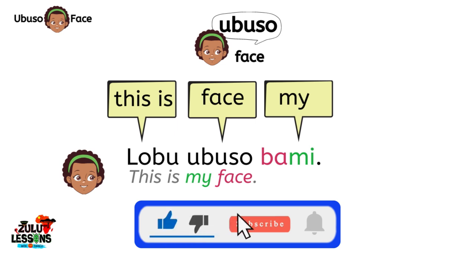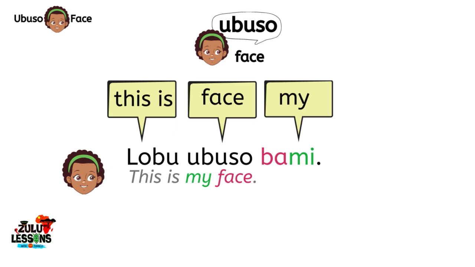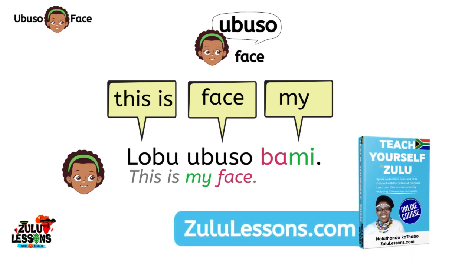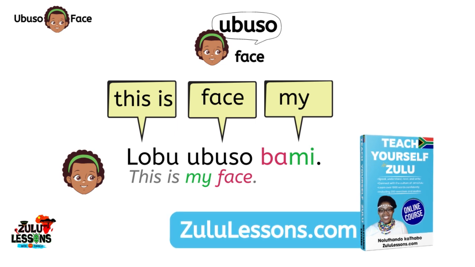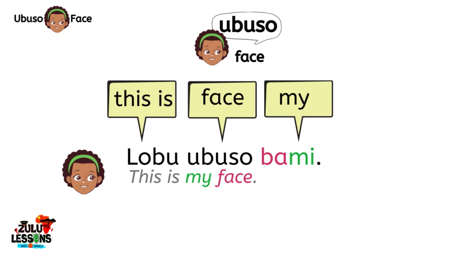So here we are. Look at the structure of the sentence. You see there, it starts with lobu. And you'll keep seeing that with all the sentences we are going to make. That lobu is the demonstrative pronoun, which says this is. So that's what starts, this is. And then the noun, so in this case we are looking at the face, so ubuso, and then the possessive. So we then have the demonstrative pronoun, the noun, and then the possessive pronoun.